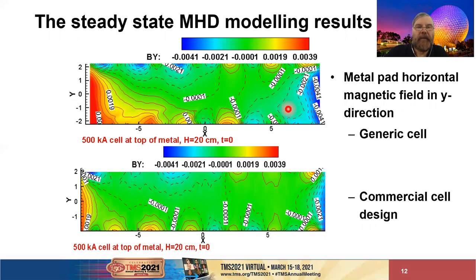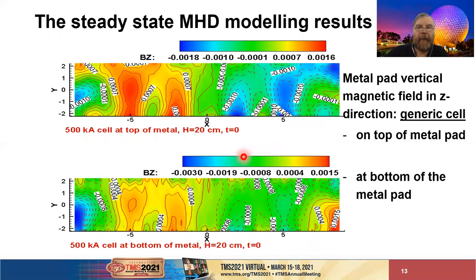Similar for BY. Same scale, so we can compare directly. So more uniform globally here, and a bit less dense in the corner here. And finally, the vertical component, the most important component for stability analysis.